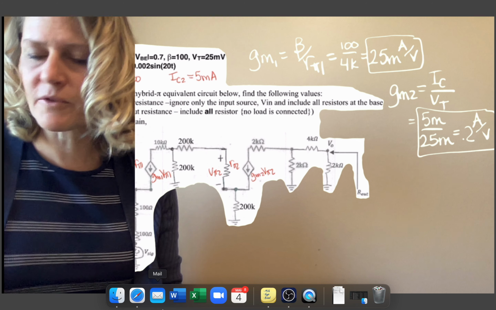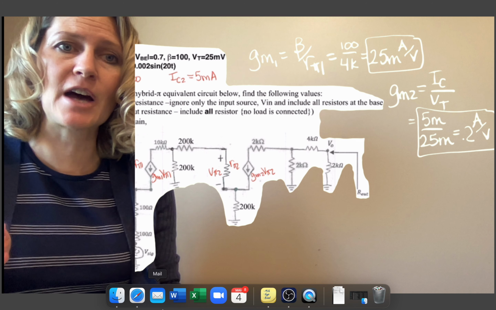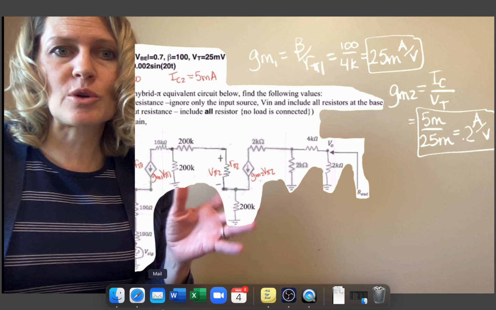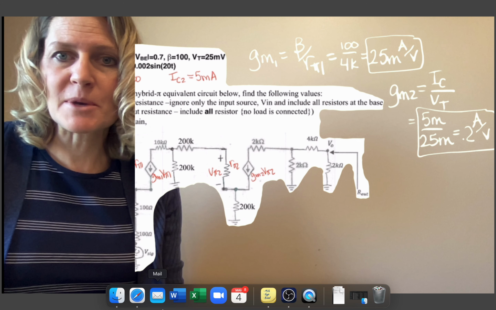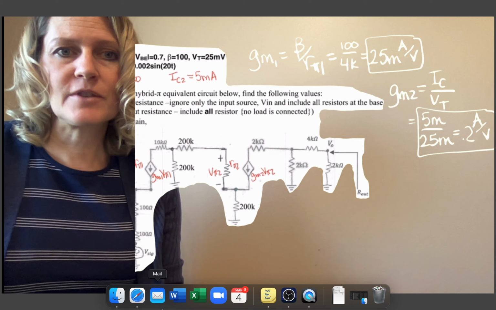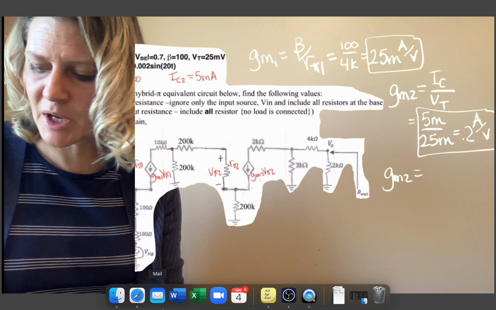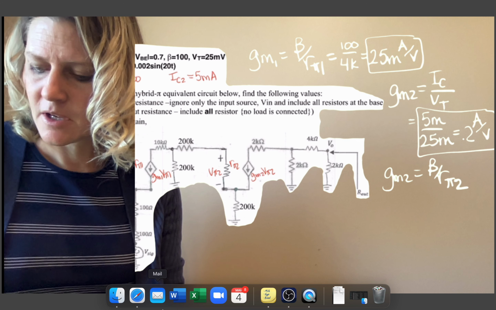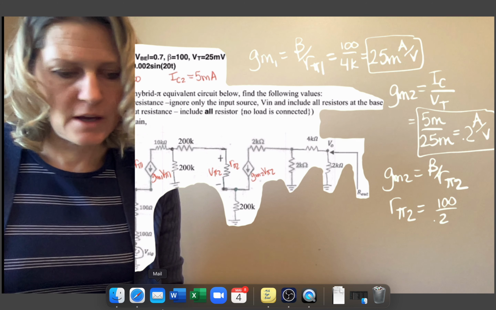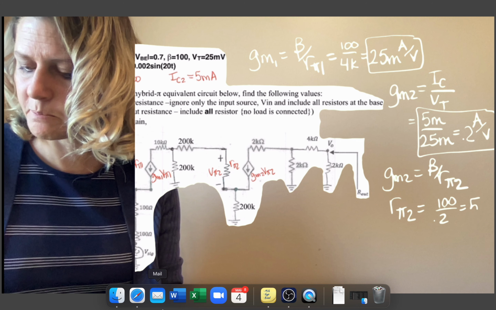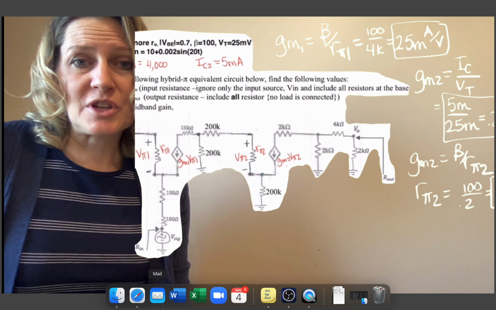So 0.2 amps per volt for gm2. Then we can either convert IC2, which is a DC value, assuming again this is active mode, so we can only use the hybrid pi in active mode, so we can either relate that to IB, and then r pi is VT over IB, or we can use gm is beta over r pi. Solving that for r pi 2, we would have 100 over 0.2, and so this gives us 500 ohms. So these will be the values for the AC parameters that are in this circuit.